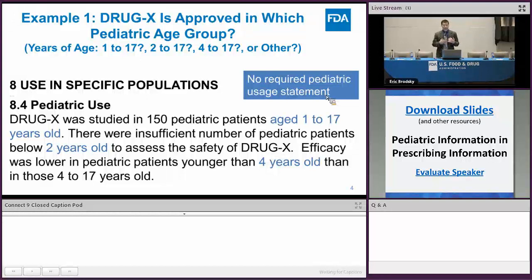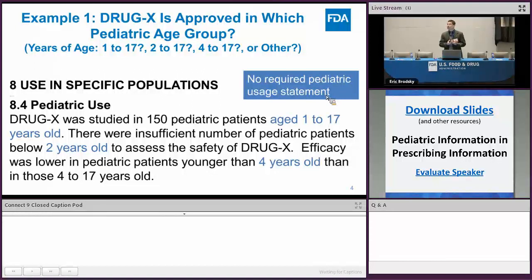Specifically, this fictitious example does not have a pediatric use statement. And what I'm defining as a pediatric use statement is a statement such as, the safety and effectiveness of drug X for indication Y has been established in a certain pediatric age group. That is what we're calling a pediatric use statement.